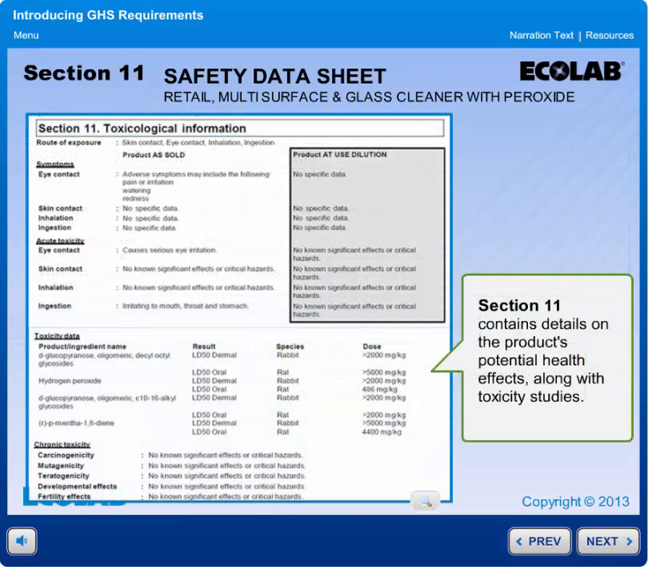Section 11 is where you can find more details on the product's potential health effects, along with information on any toxicity studies. Information includes anticipated routes of potential exposure, such as inhalation or skin contact, and potential health symptoms. While Section 11 has always contained some toxicity information, we are now including additional details on GHS-compliant SDS as required by OSHA. In most cases, this data originates from publicly available sources external to Ecolab. Nalco product SDS will see little change in this section.